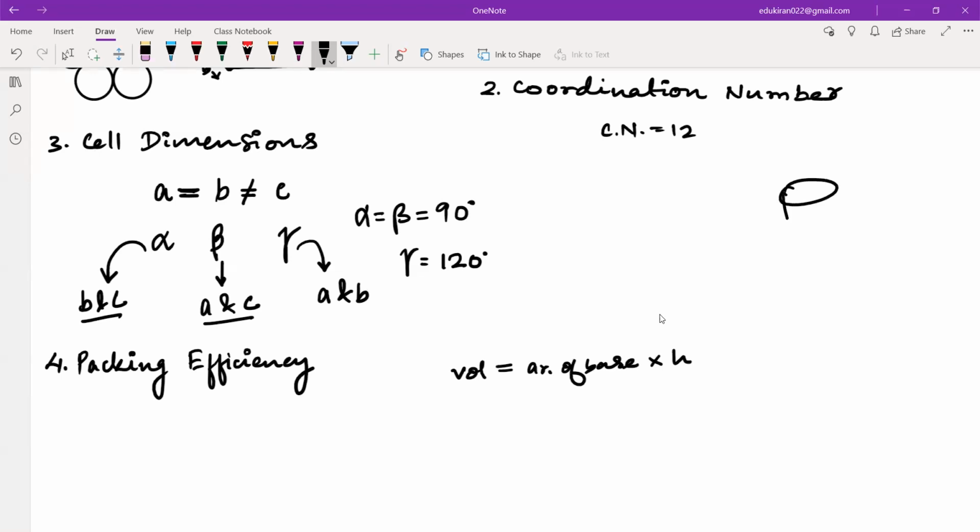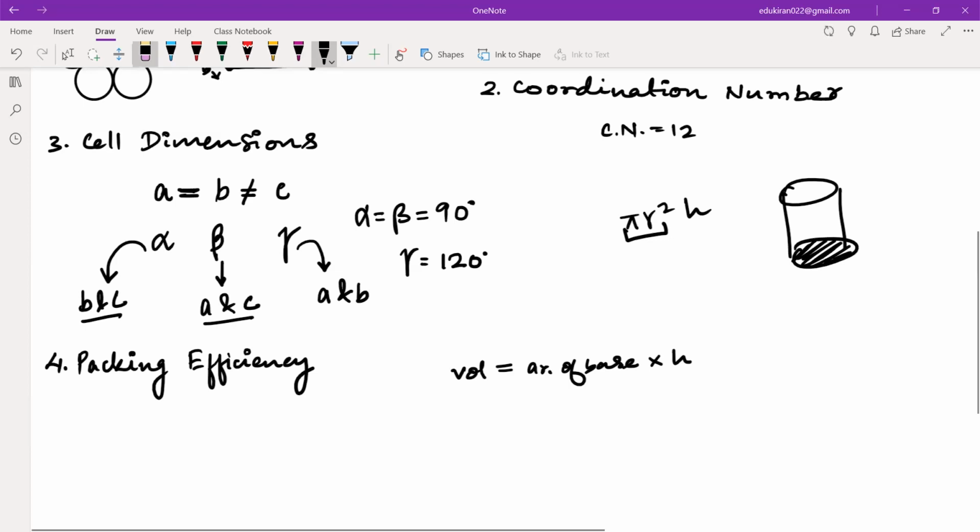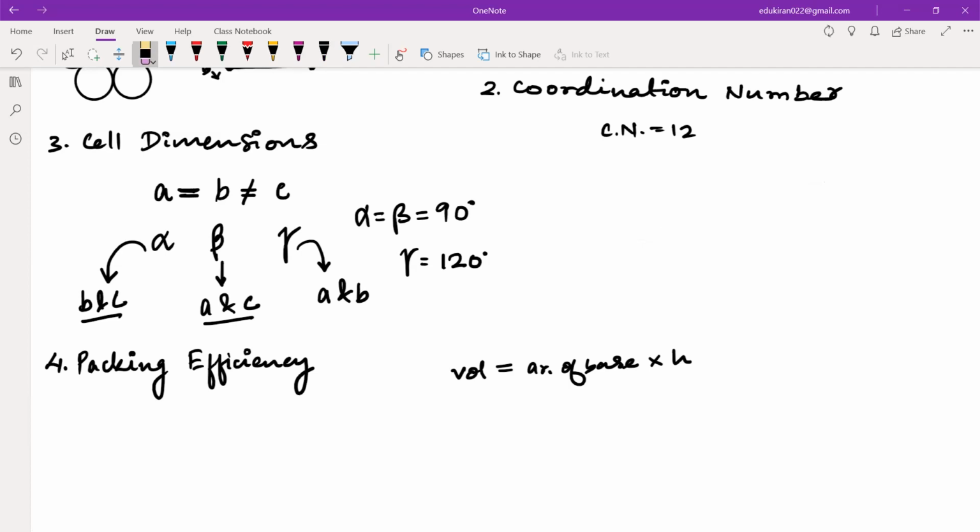For example, remember the cylinder. What is the volume of a cylinder? Pi r square h. Very good. Pi r square h. Do you see that pi r square is the area of the base, the area of the circle, right? Into height. So the volume of any 3D object is the area of the base into height.